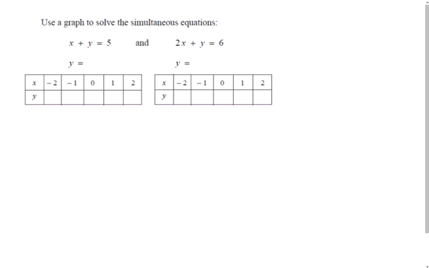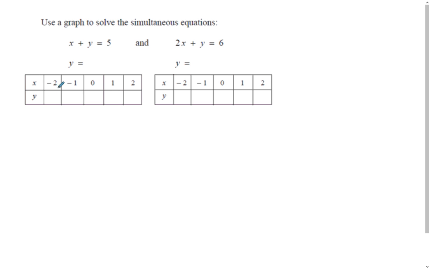Okay, if you were asked to solve simultaneous equations with a graph, and I've done videos on simultaneous equations, the linear ones, because these involve straight lines, have a look at that where we solve it algebraically. But here we're actually going to use the graph to solve it.